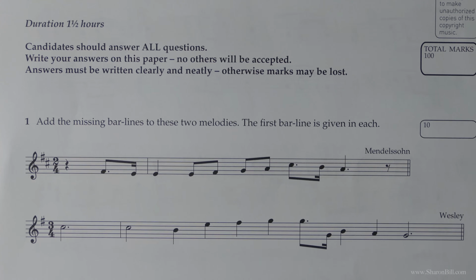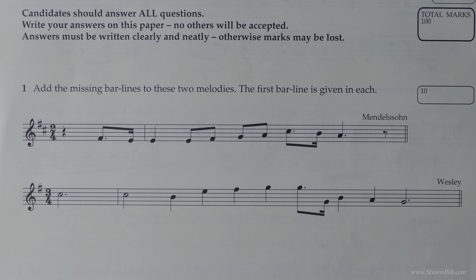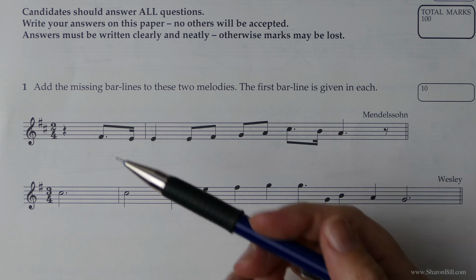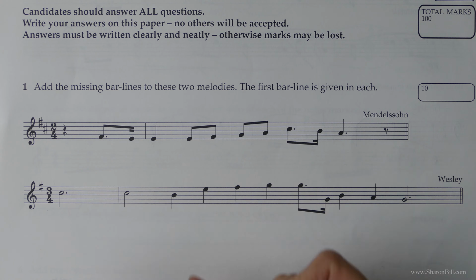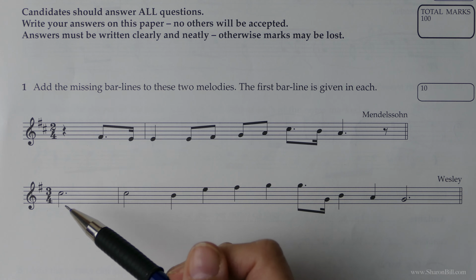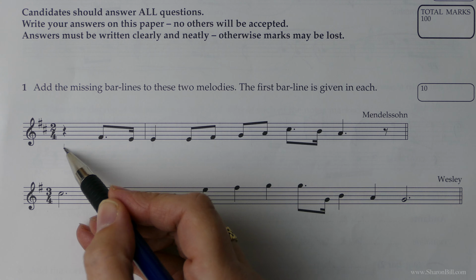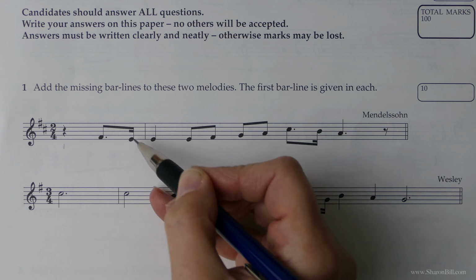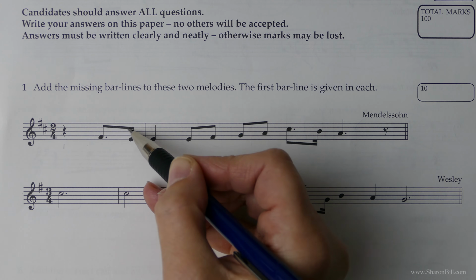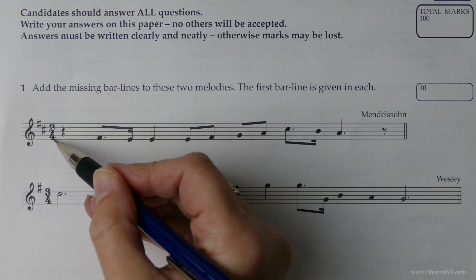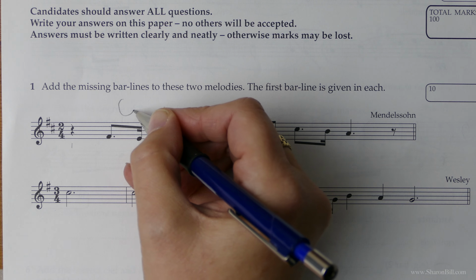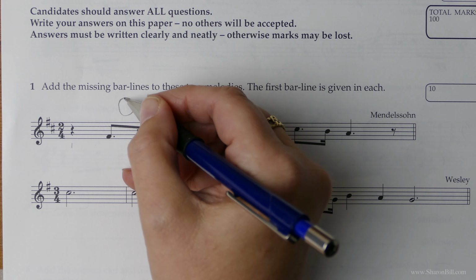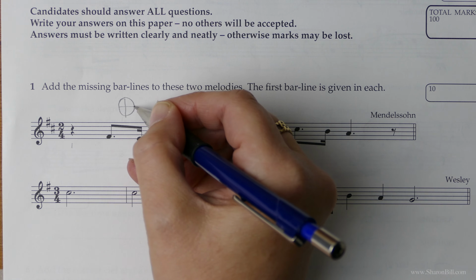So question 1 asks us to add the missing bar lines to these two melodies. So we've got two separate time signatures, so just keep your eyes peeled for that change. They've given us the first, so we've got a 1 beat rest. Now here, we know that we group things in the value of a crotchet or a quarter note, but if you're not sure, I visualise this, because my maths isn't great. I find it easy to visualise.